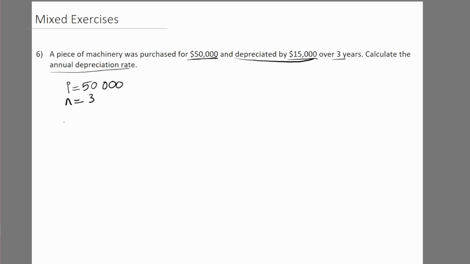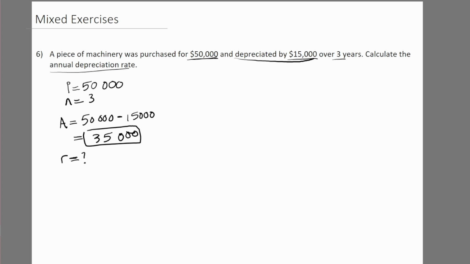We can use that information to find the final value or the final cost of the machinery by just subtracting. So 50,000 minus 15,000 should be equal to 35,000. So this is the final price of the machinery. Now we're being asked to calculate the annual depreciation rate, which is R.